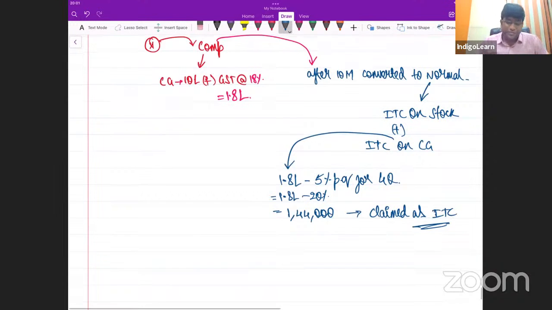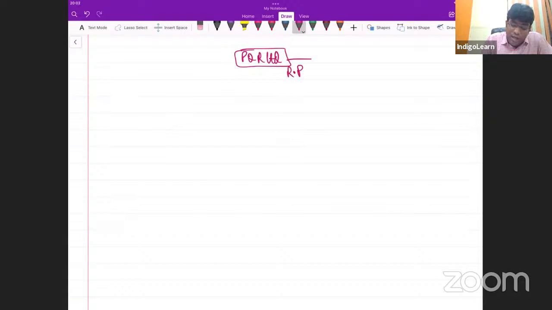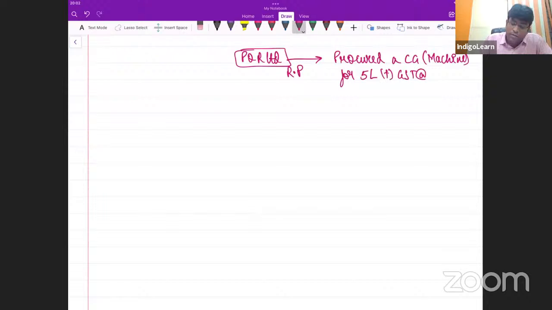Very interesting. Now finally, one last special point in input tax credit topic, that is something like this. So listen, there is a company, PQR Limited, which is a registered person. They procured a capital good, let's say one machine, for 5 lakhs plus GST at 18%, which is 5,90,000. Now my point is very clear.